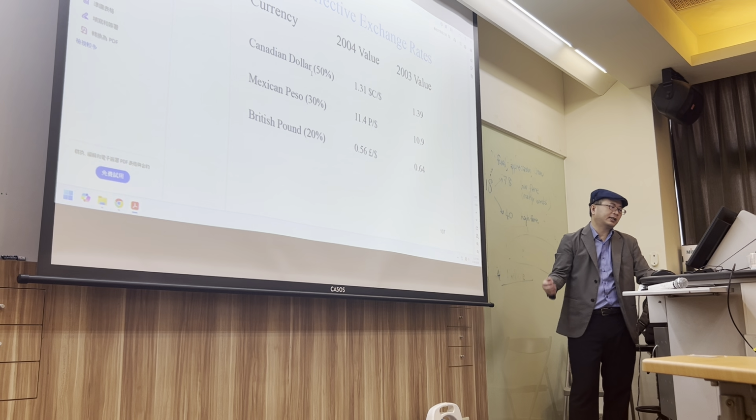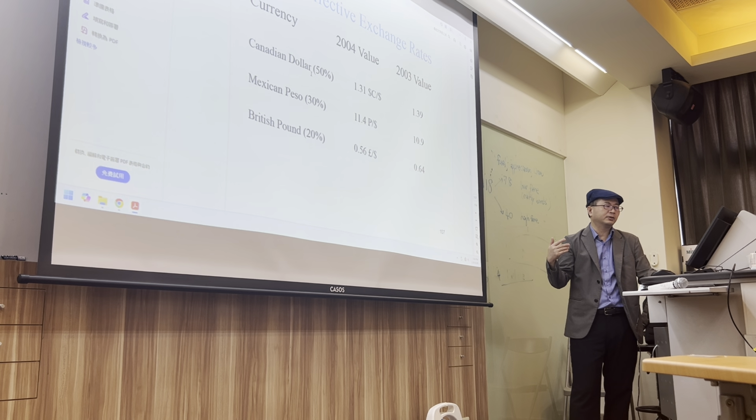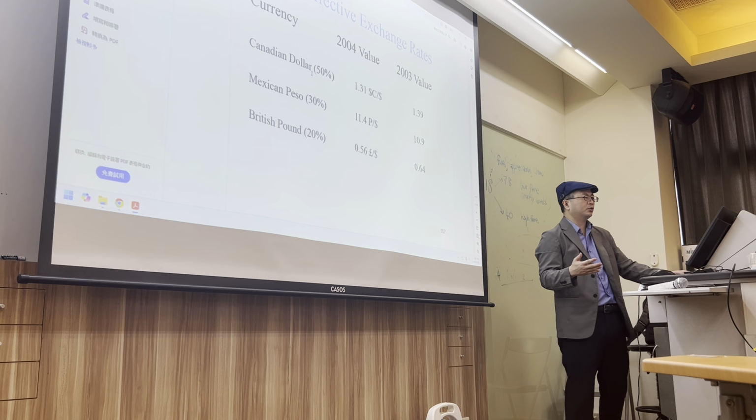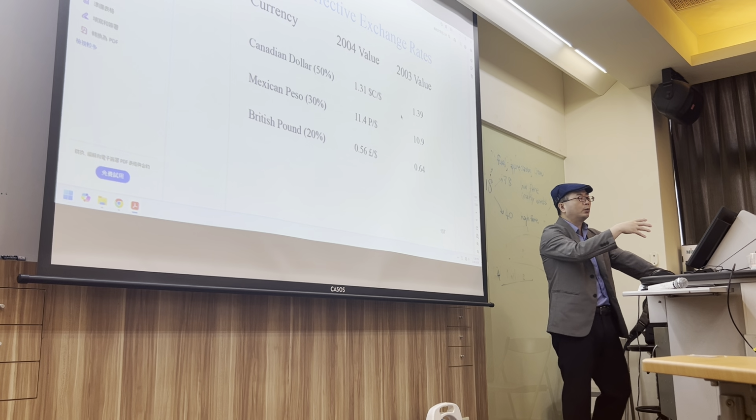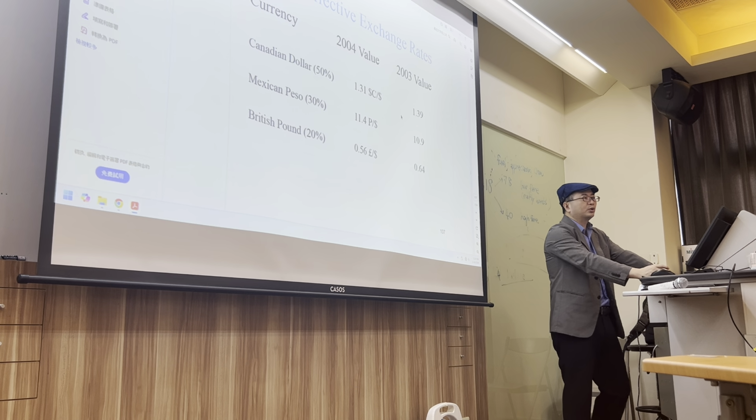So we have the Canadian dollar, we have the Mexican peso, we have the British pound, right? And we have these three numbers in 2 years, in 2003 and 2004, right? So with those 6 numbers, we can easily measure the nominal index value and also the real index value for the effective exchange rate.